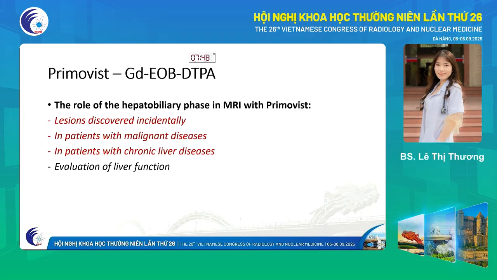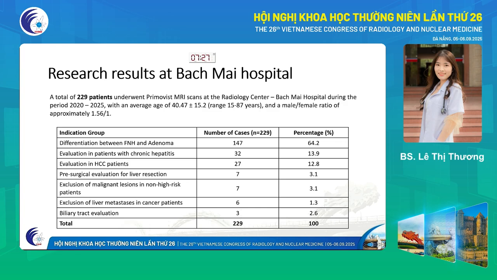Firstly, differential diagnosis of incidental lesions. Secondly, evaluate for liver metastasis in patients with malignant disease. And thirdly, follow up nodular lesions in chronic liver disease, especially early detection of hepatocellular carcinoma, and evaluation of liver function. And this is research result at Bạch Mai Hospital.